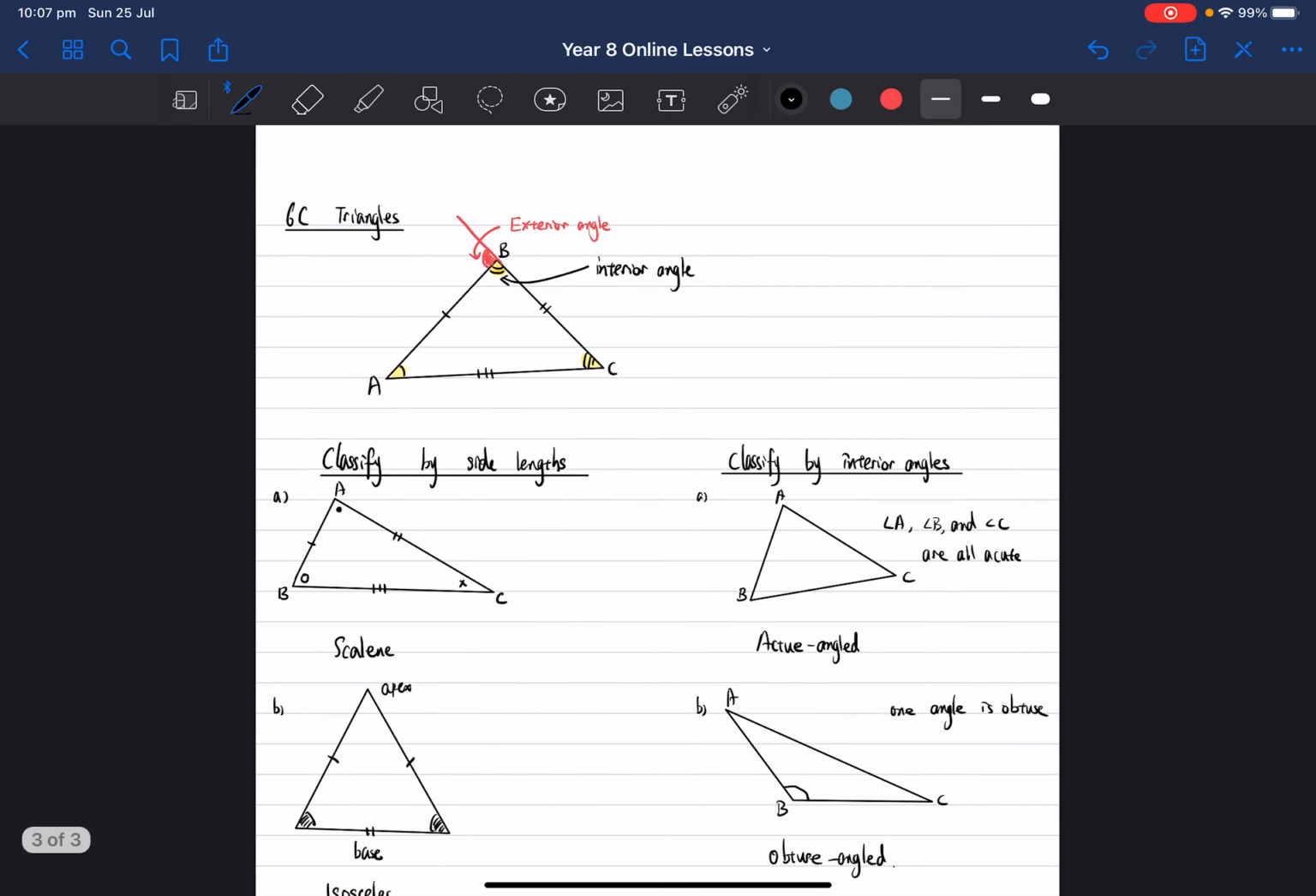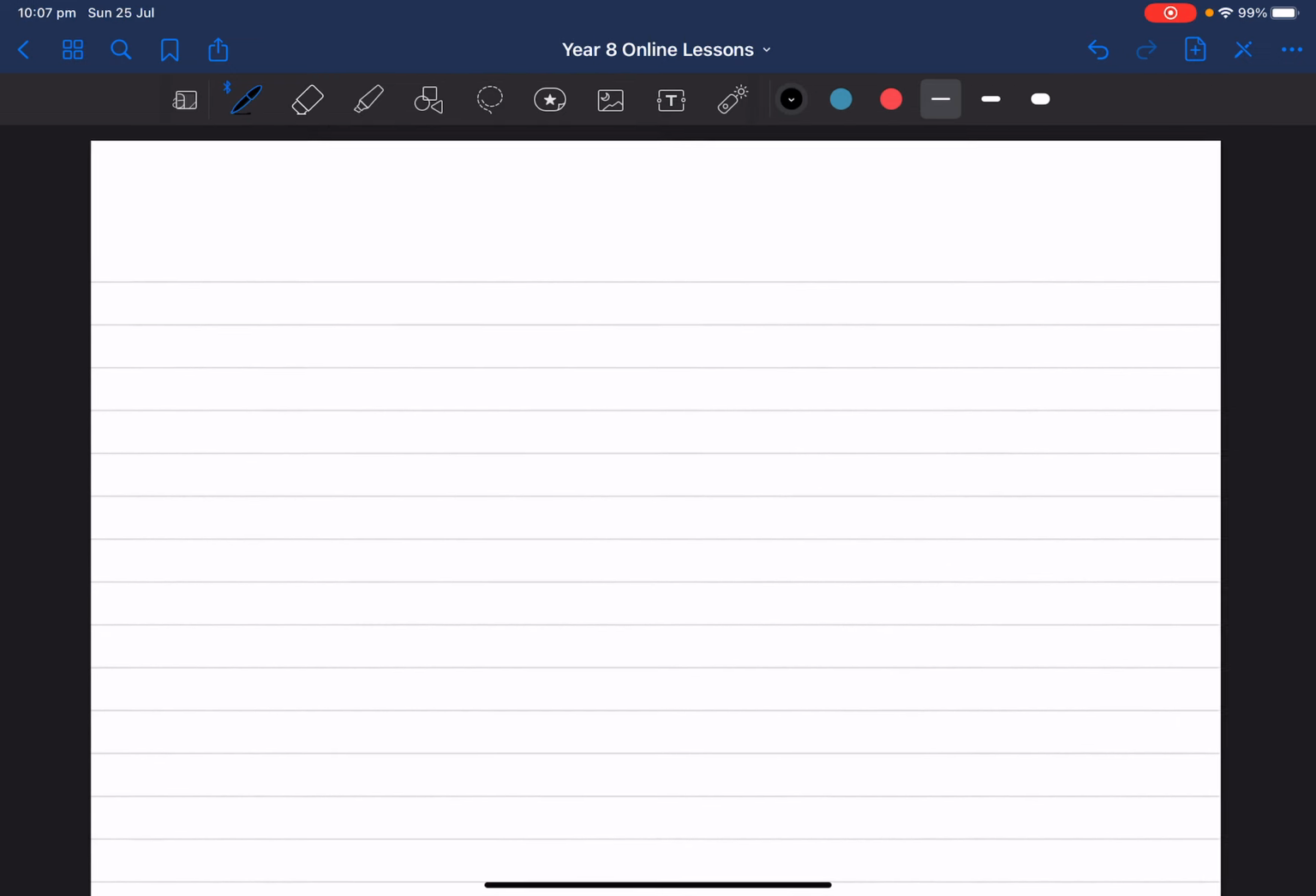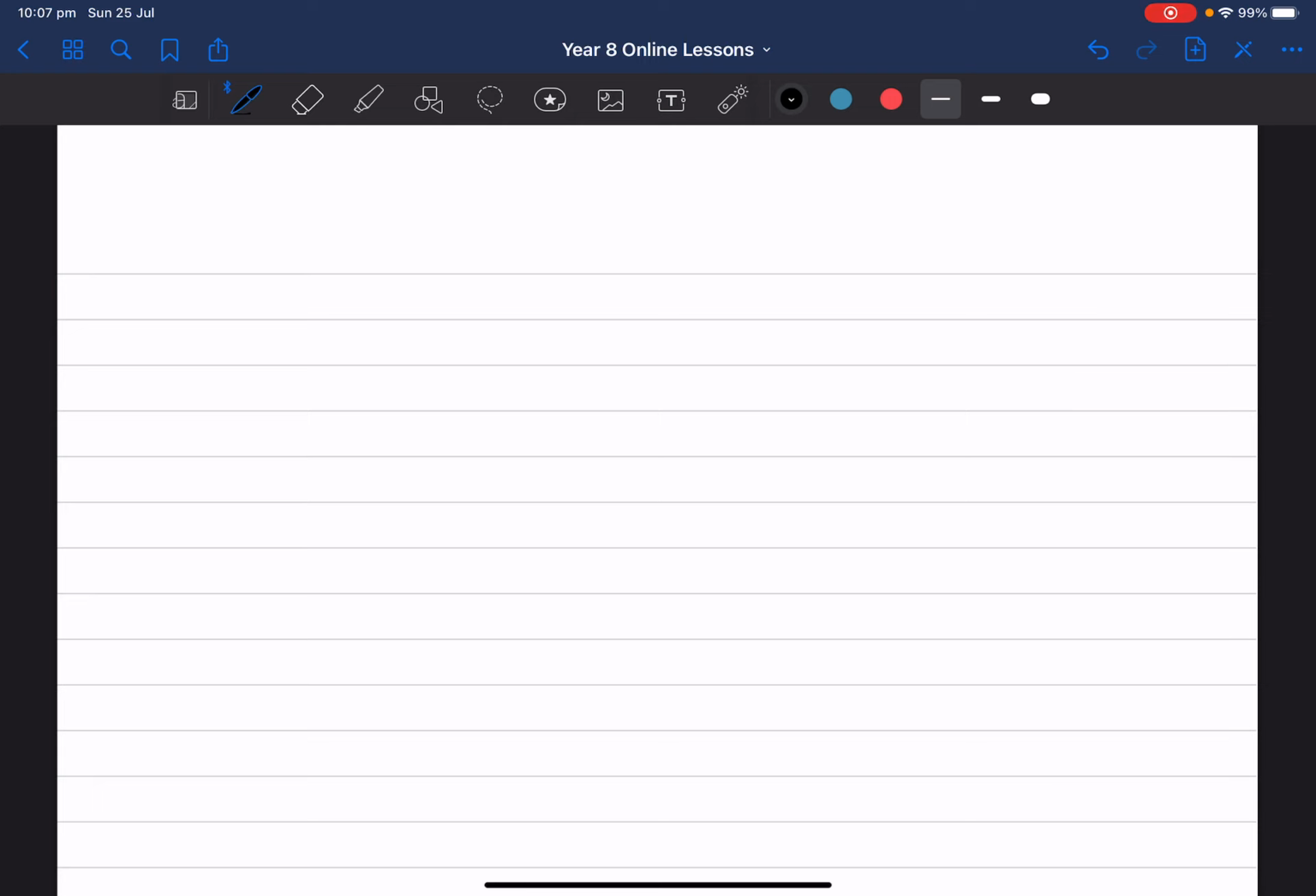Once we know this, we need to move on to two special properties of triangles. Then you're going to use the two special properties to solve some questions. We're going to see some questions, and I'm going to practice some questions with you as well. Special properties.